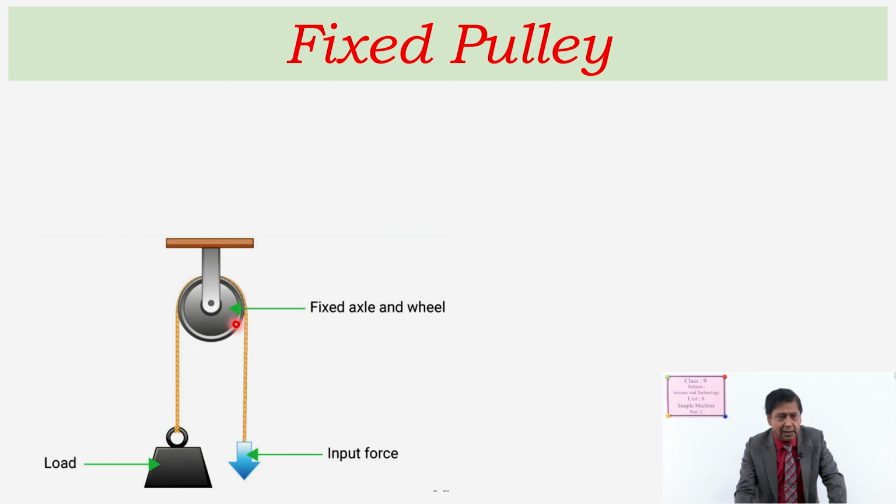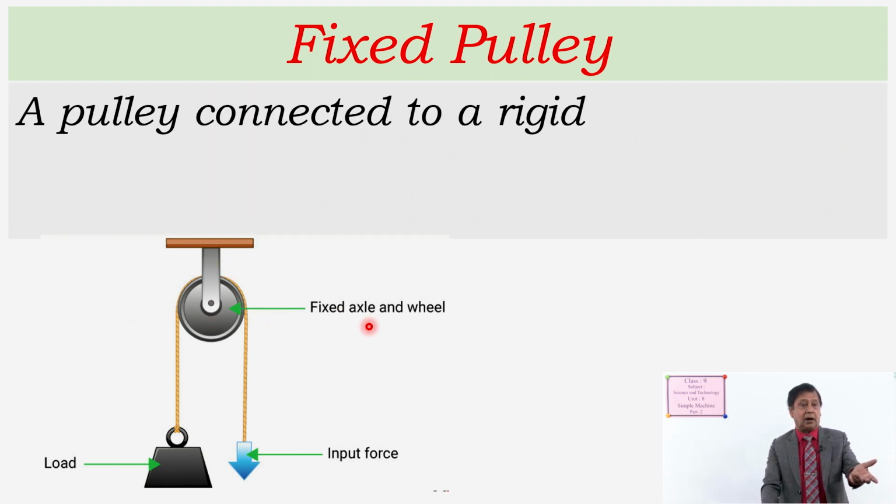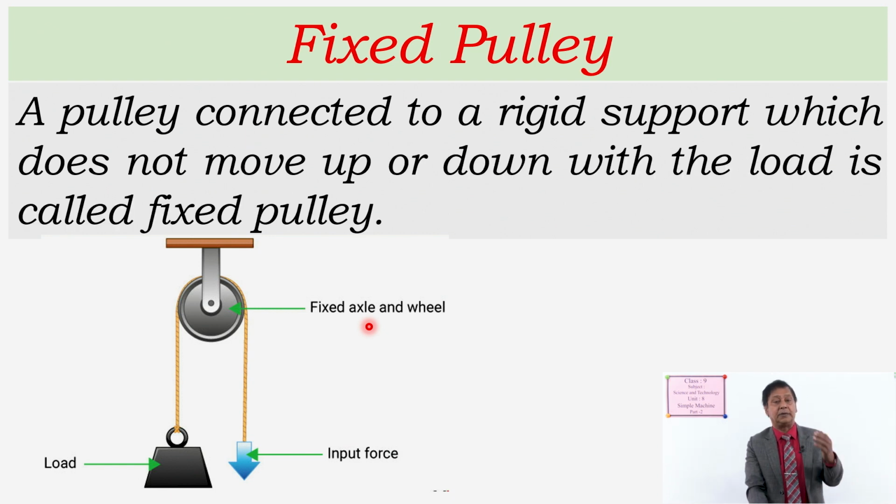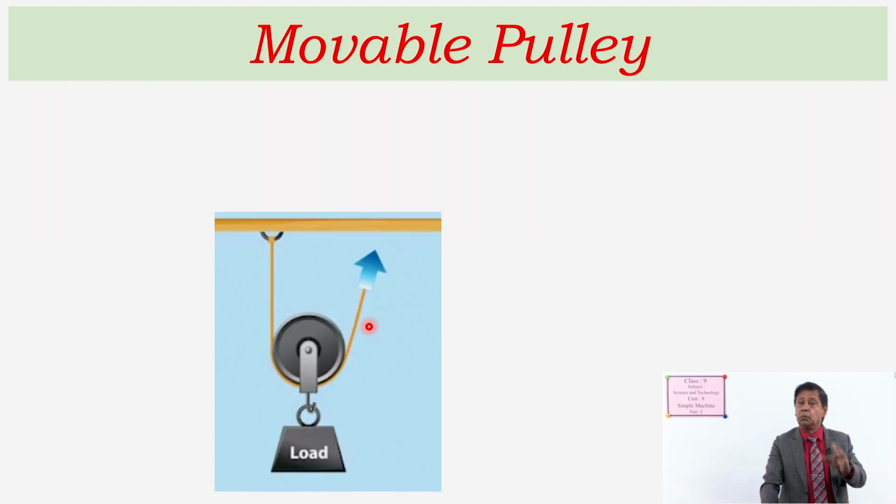What does it mean? Look at this, this is a fixed pulley. A pulley is connected to a rigid support and a rope passes through the sheave. One end of the rope is connected to a load and the other end is kept free for the application of effort. This is a fixed pulley, and we can define it this way. A pulley connected to a rigid support which does not move up or down with the load is called a fixed pulley.